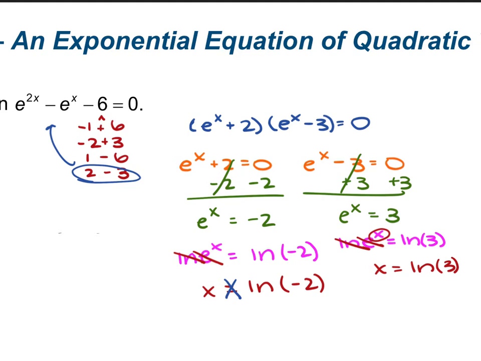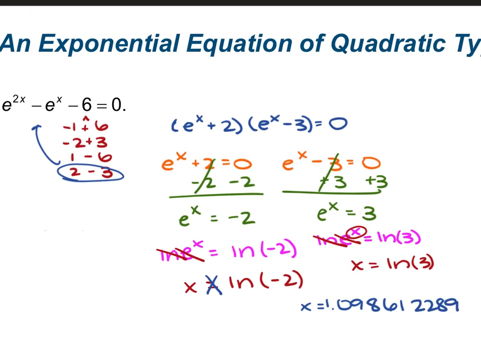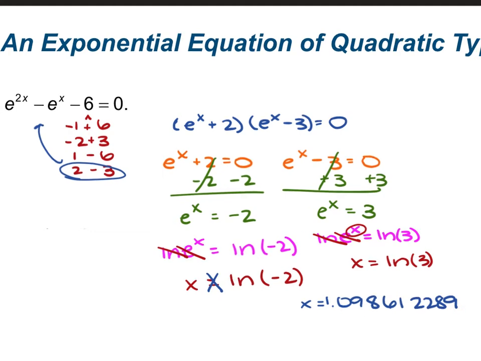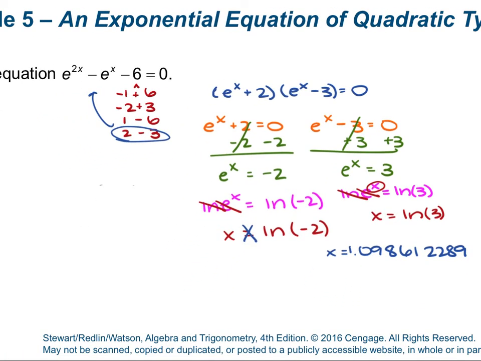It gives you 1.09861228.9. This does not tell us what place value to round to. However, we're going to round to the 6th place value, just like our question before this that we did. So this gives us an x value of 1.098612.